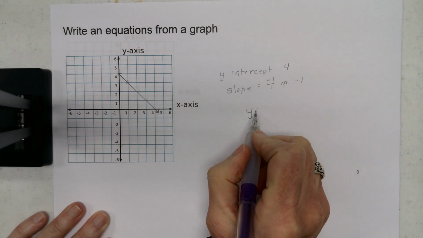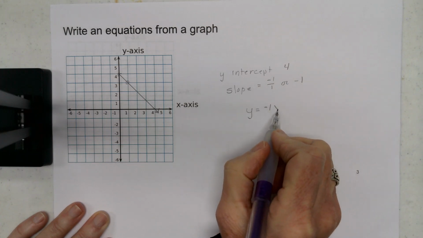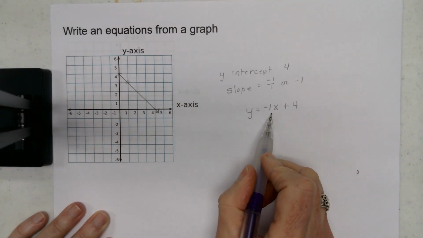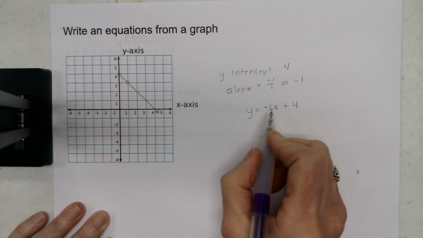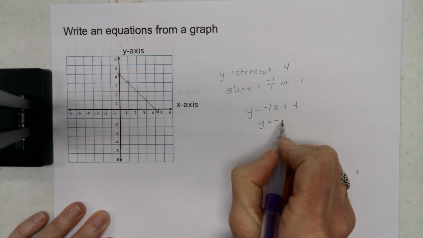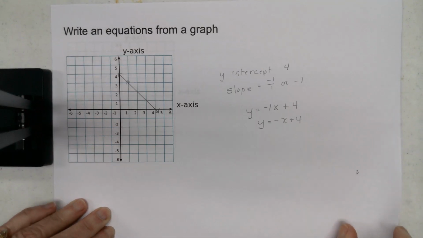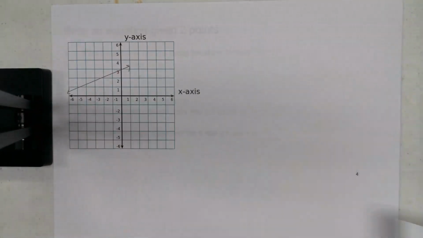So I have y = -1x + 4. Now you do not have to put the 1 there. You could write it like this. It's the exact same thing. All right, let's do another one.